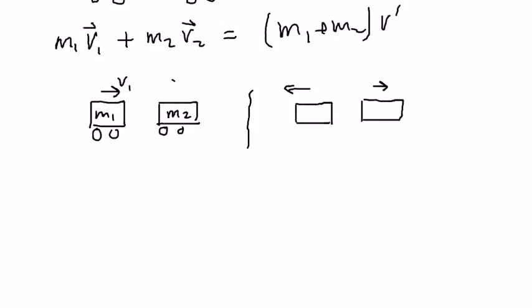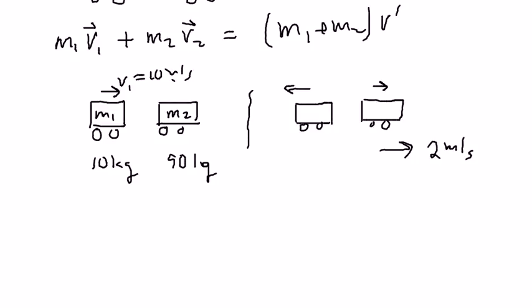Okay, so let's imagine that this guy has a velocity of 10 meters per second. This guy has a mass of 10 kilograms. This guy has a mass of 90 kilograms. And it turns out, and this is something you have to do conservation of energy to figure out, this guy is going to move off with a velocity of 2 meters per second. And we can calculate what v1 prime is by setting up the equation.